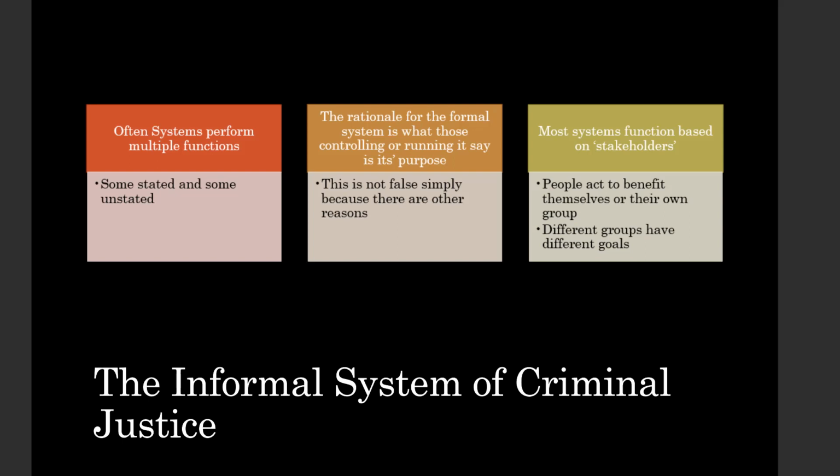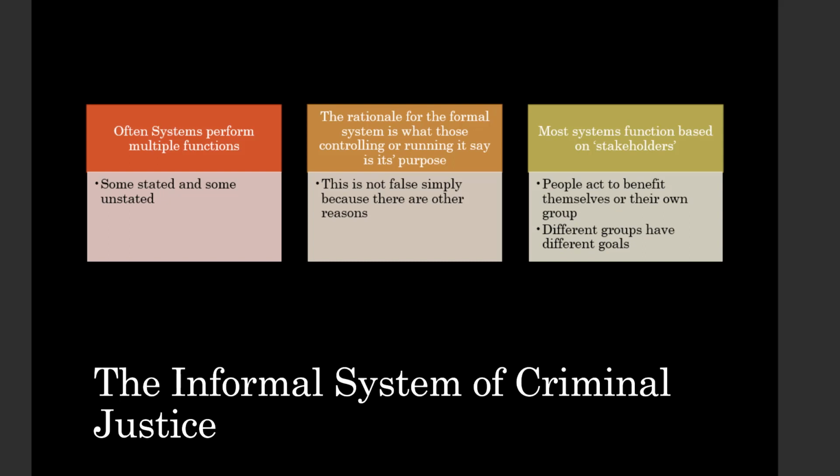Often there are stated and unstated goals of a system. The rationale for the formal system is what they say it is. So if I say, well, what's the purpose of the police? They might say, well, we're to protect and serve. That's true. That is one of their purposes. But there might be other purposes of the police.